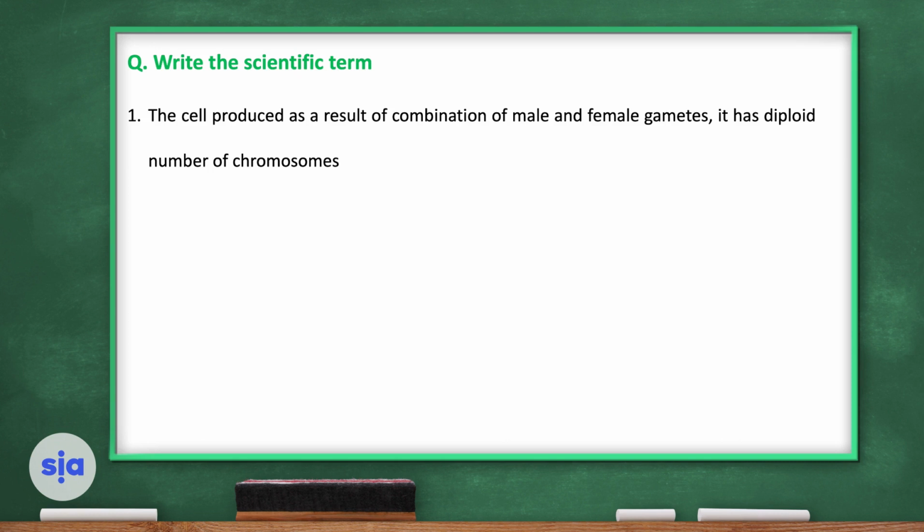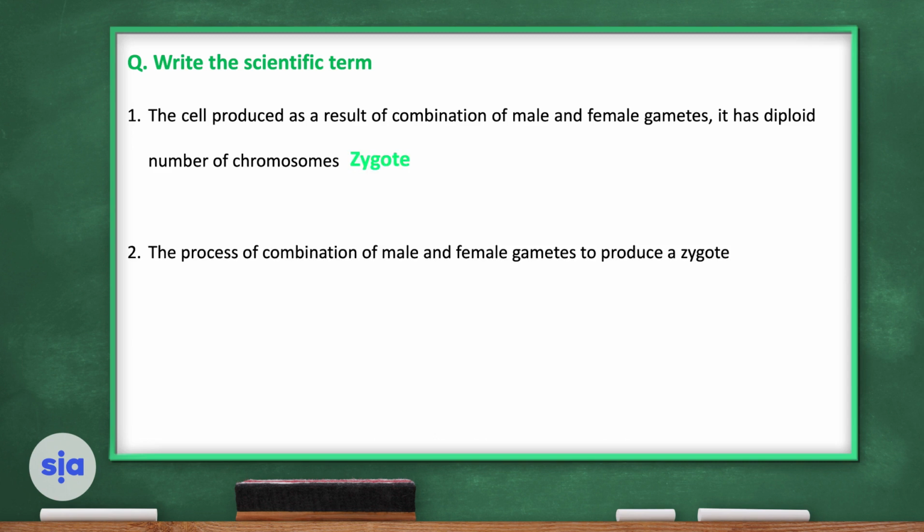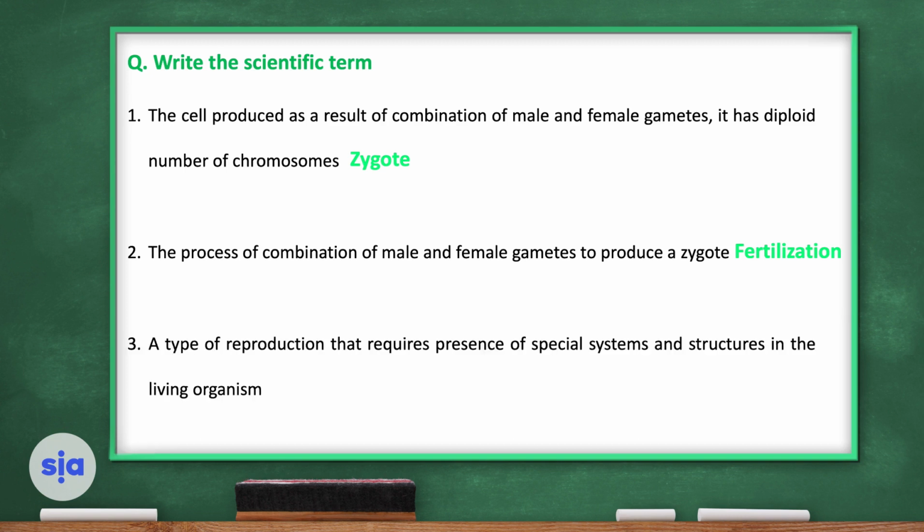Now, try to guess the scientific term. The cell produced as a result of combination of male and female gametes, it has diploid number of chromosomes, and this is of course a zygote. Number 2, the process of combination of male and female gametes to produce the zygote, and here the process is called fertilization. Number 3, a type of reproduction that requires presence of special systems and structures in the living organism, sexual reproduction.